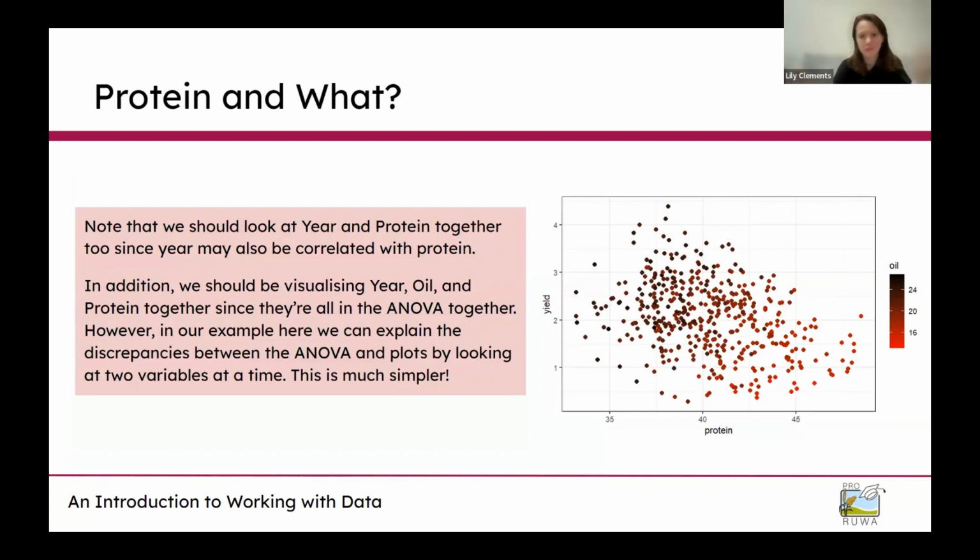So, we've looked at protein and oil and we've seen some correlation there. We should really look at year and protein together too, because year can also be correlated with protein. In addition, technically we should be visualizing, because our ANOVA is at this stage looking at oil, protein, and year against yield, all three together. But we're not here, because in our example, we can explain these discrepancies between the ANOVA and the plots by looking at just two variables at a time, which is a lot simpler to be able to discuss this point.